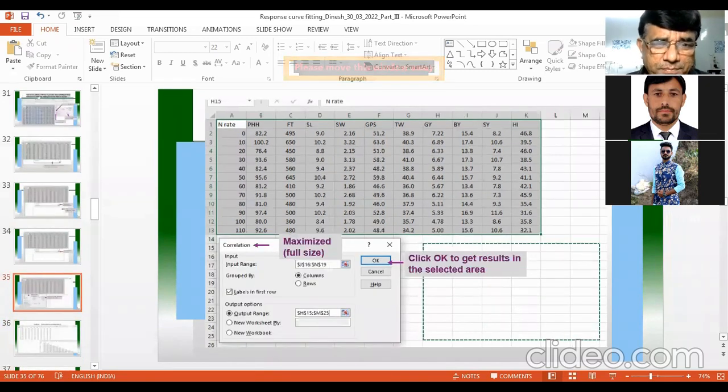And then you are doing correlation analysis. Here, correlation is already written, and you maximized it to full size. Now you see your output range is there, your input range is there. This was your input range, and click OK here.